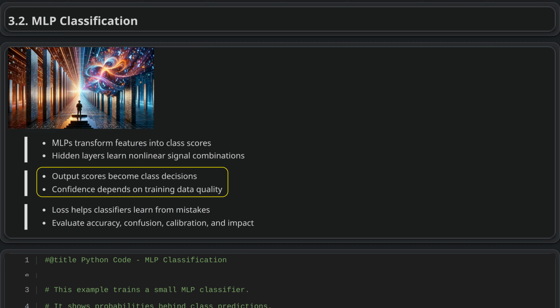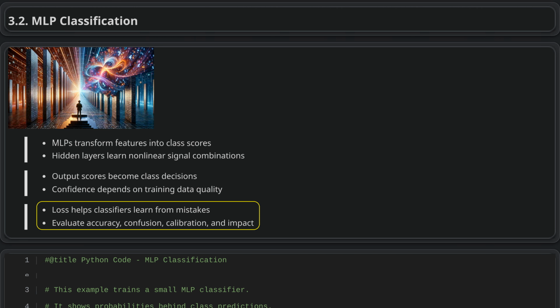Always interpret predictions in light of data quality and context. A loss function guides a classifier by measuring how far its predictions are from the correct labels. Higher loss occurs when the model is unsure or confidently wrong, pushing it to adjust and improve.